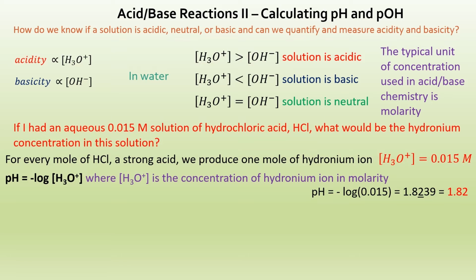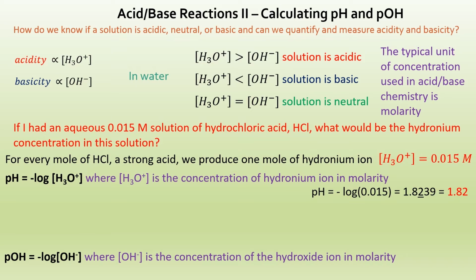It shouldn't be a surprise that we can also calculate a quantity called pOH, which would be equivalent to the hydroxide concentration. The equation is pOH equals minus log of [OH-], where [OH-] is the concentration of the hydroxide ion in molarity units.